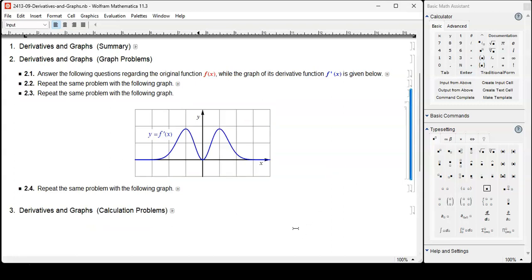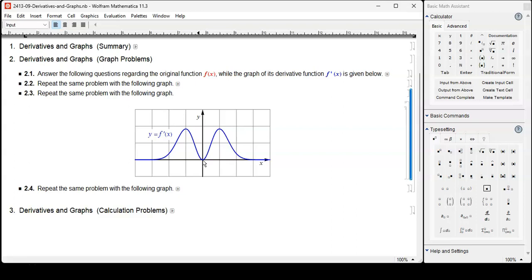Repeat the same problem with the following graph. This time we have this horizontal asymptote here, horizontal asymptote getting close to 0. So it has only one critical point right here, x equal to 0. That's the only point where we have touching. Here it's asymptotic, so not exactly getting to 0, even though it gets very, very close to 0.